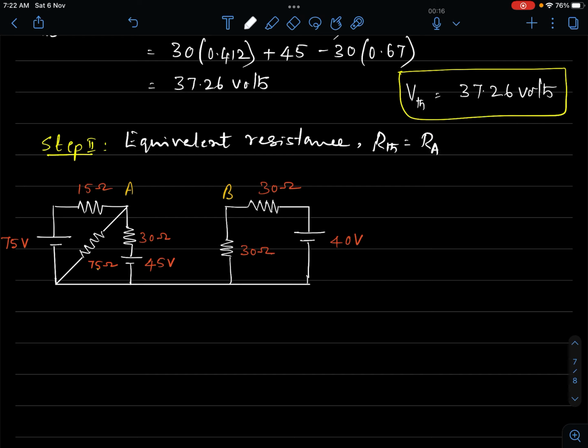This equivalent resistance is what we call RTH, the Thevenin's resistance. So what am I supposed to do? I'm supposed to deactivate all the sources. These are all independent voltage sources. Deactivation of a voltage source would mean you must be able to get zero potential difference across the source.